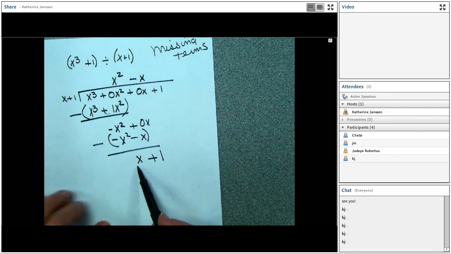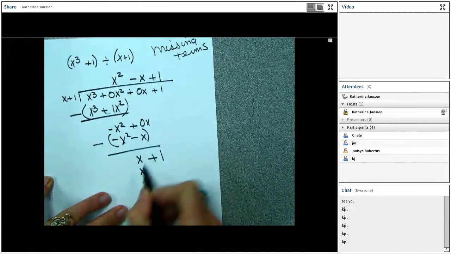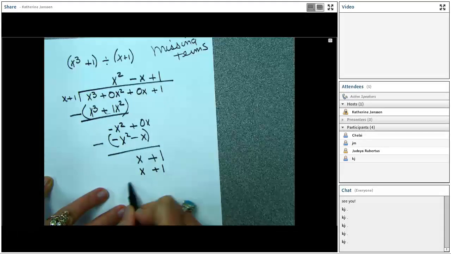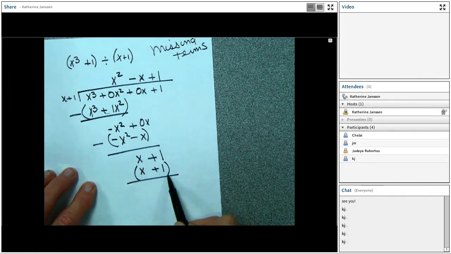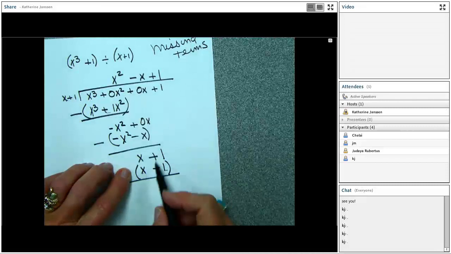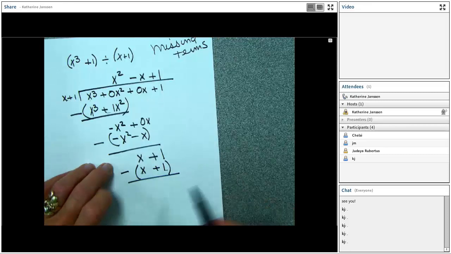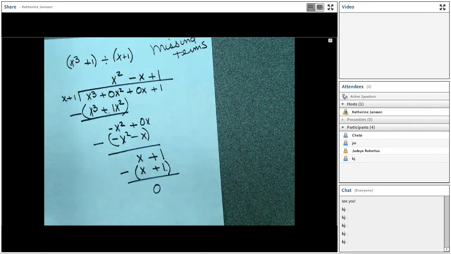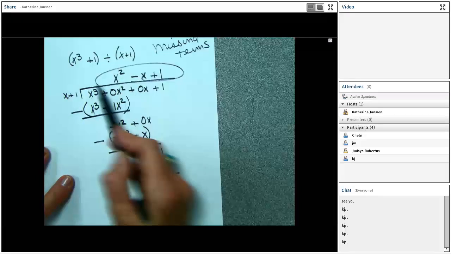X goes into x how many times? 1. 1 times x is x. 1 times 1 is 1. Draw your line and subtract the entire polynomial, which changes the sign of each of these terms. X plus a negative x is 0. 1 plus a negative 1 is 0, with a 0 remainder. So our answer is x squared minus x plus 1.